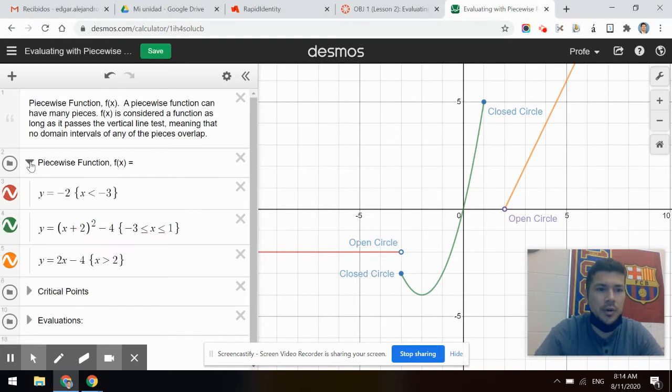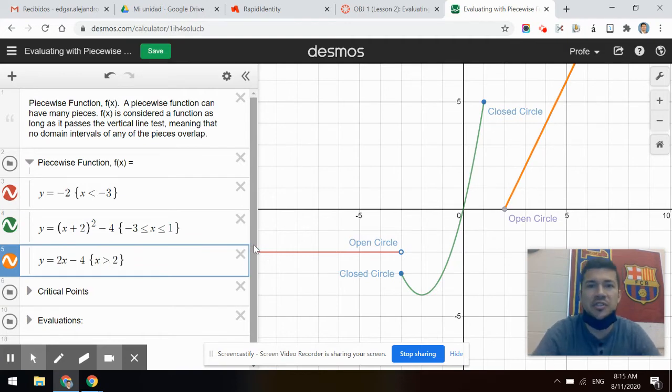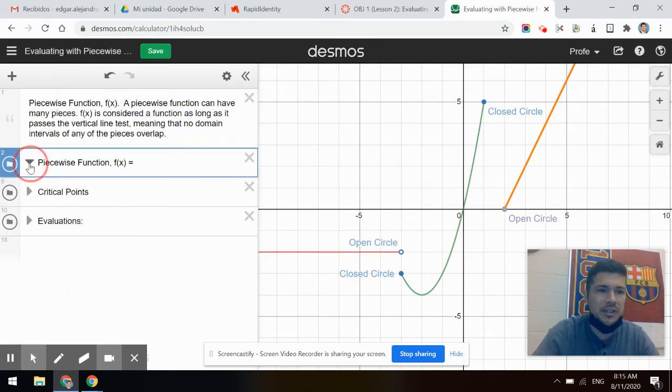So here are the three pieces. It is y equals, or f of x equals -2, f of x equals (x plus 2) squared minus 4, and f of x equals 2x minus 4. Those are the three pieces. And I've defined a domain for each one of those three pieces. I encourage you at this point to maybe pause the video and copy down this function. It's really good to get hands-on with it and put it into your notebook so that you can see how each one of these behaves. Okay. So anyway, those are the pieces.